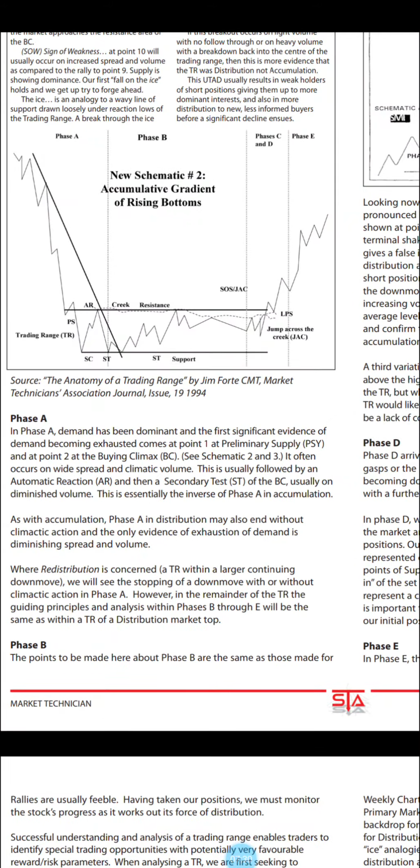So phase A. In phase A, demand has been dominant. So in schematic 2, we see what's going on. Source: The Anatomy of a Trading Range by Jim Forte, Market Technicians Association Journal, issued 1994. In phase A, demand has been dominant, and the first significant evidence of demand becoming exhausted comes at point 1 at preliminary supply and point 2 at the buying climax. Schematics 2 and 3 show this.